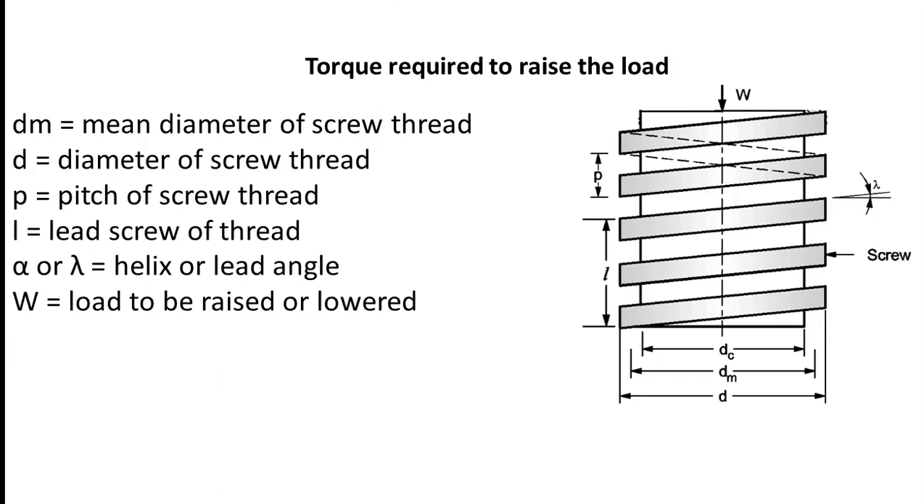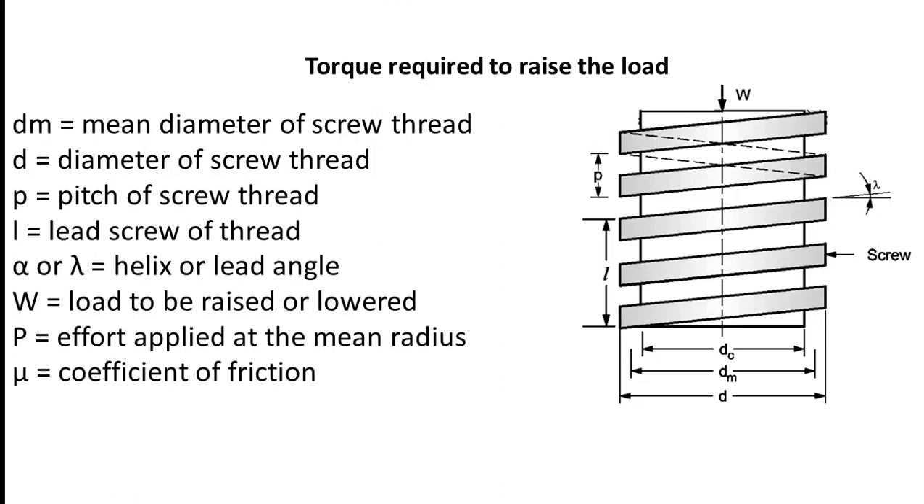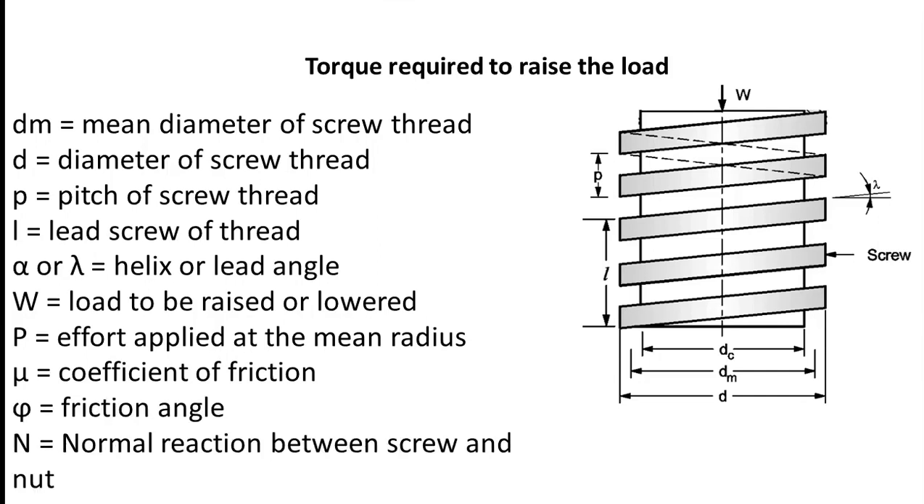Now we are discussing the torque required to raise, so W is the load to be raised. P is the effort to be applied at the mean radius to raise the load. Mu is the coefficient of friction. Phi is the friction angle, and N is the normal reaction between screw and nut.